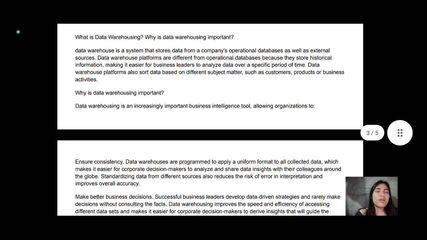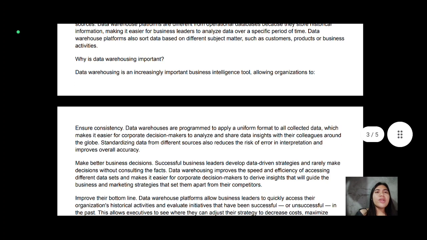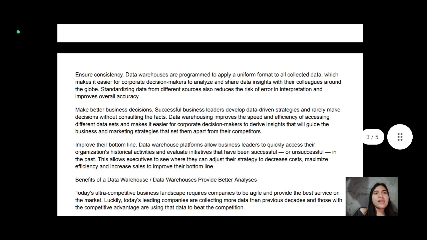Why is data warehousing important? Data warehousing is an increasingly important business intelligence tool, allowing organizations to ensure consistency. Data warehouses are programmed to apply a uniform format to all collected data, which makes it easier for corporate decision makers to analyze and share data insights with their colleagues around the globe. Standardizing data from different sources also reduces the risk of error in interpretation and improves overall accuracy.